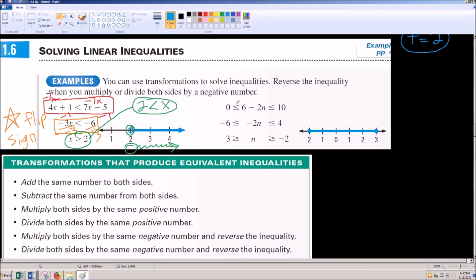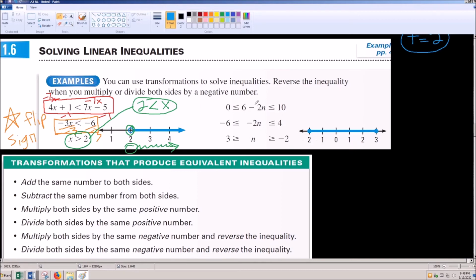We may have a range of values here. So here I have 0 less than or equal to 6 minus 2n less than or equal to 10. When we're given a problem like this, we still follow the same steps. Just keep in mind that you're doing it to each of the 3 areas. So each inequality is going to hold, and then if it changes, it changes, right? If we flip it or whatever like that.